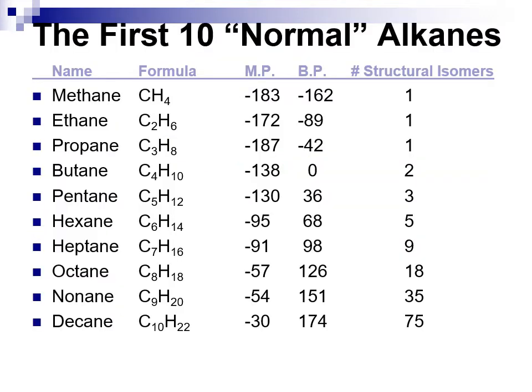So we need to make sure we know the prefixes for the number of carbons. If there's 1 carbon, we use the prefix meth. If there's 2 carbons, we use eth. 3 carbons is prop. 4 carbons is but. And 5 carbons is pent.